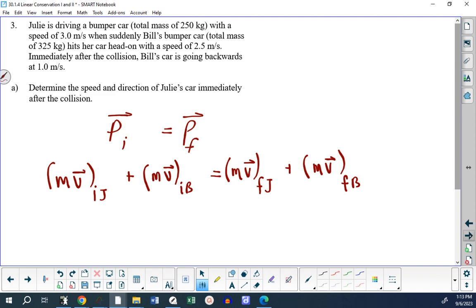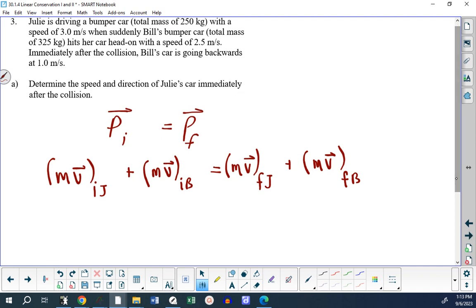Again, everybody, we're starting off with a physics principle here. The physics principle is momentum is conserved. Once you have that, you can build a formula. This is not going to be found on your formula sheet. There's a lot of information here to keep organized. Julie has a mass of 250 kilograms. And I hope you're starting to see why I think writing in units would be confusing. We got enough going on. Julie's velocity is 3 meters per second before, plus Bill's mass is 325.